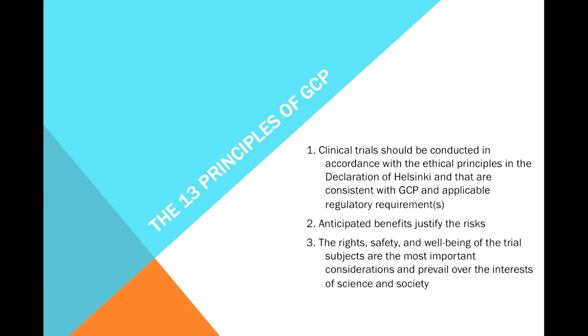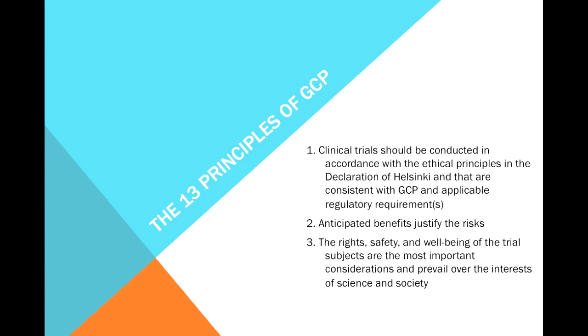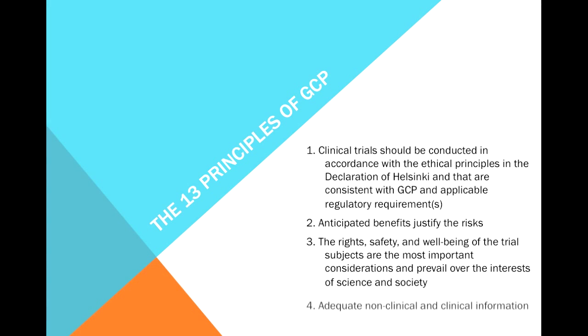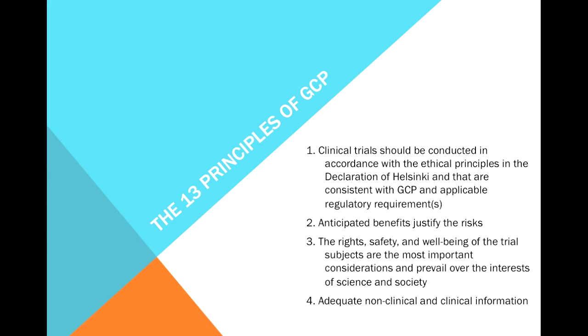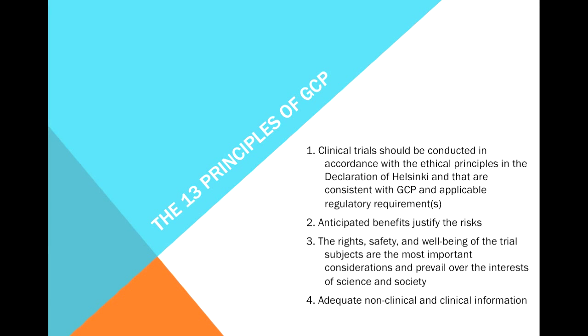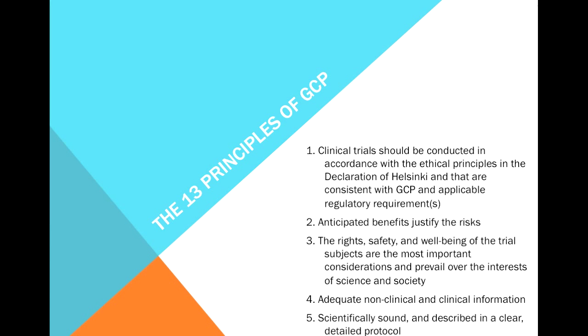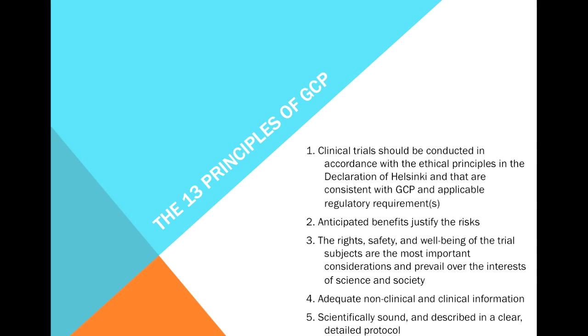3. The rights, safety, and well-being of the trial subjects are the most important considerations and should prevail over interests of science and society. 4. The available non-clinical and clinical information on an investigational product should be adequate to support the proposed clinical trial. 5. Clinical trials should be scientifically sound and described in a clear, detailed protocol.